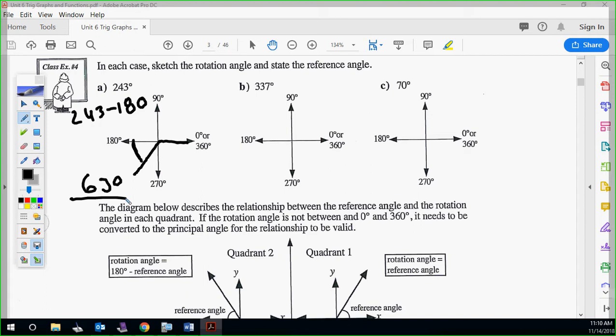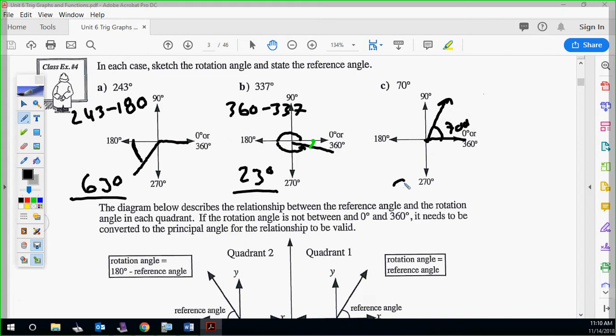All right, so 337. That means we're going to be all the way over here. So how do I figure out this piece? Right, 360 minus 337. So you're going to get 23. And the last one is 70. So what's that one? 70.